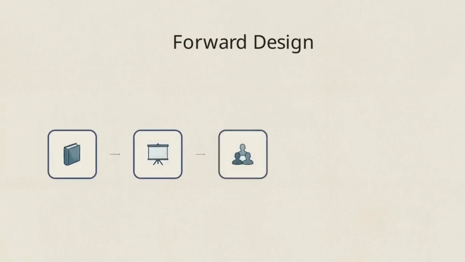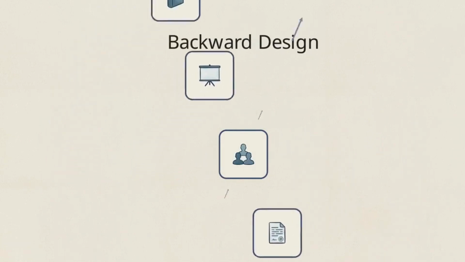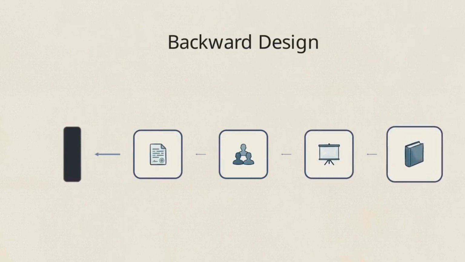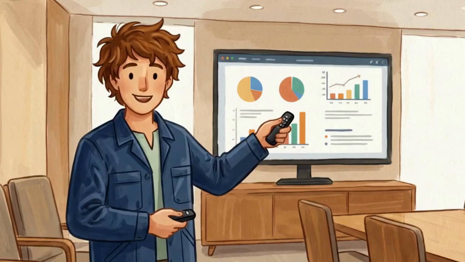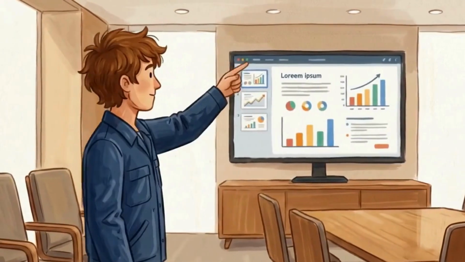Most course creation follows a forward-moving path. An educator selects content, prepares slides, designs activities, and adds an assessment. Backward design reverses this entire pipeline. Instead of starting with lecture materials, the structure is anchored on the final desired output. It starts with one specific question. What exactly should the student be able to do on their own when the course is over?